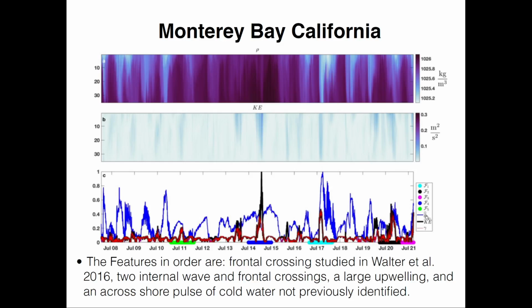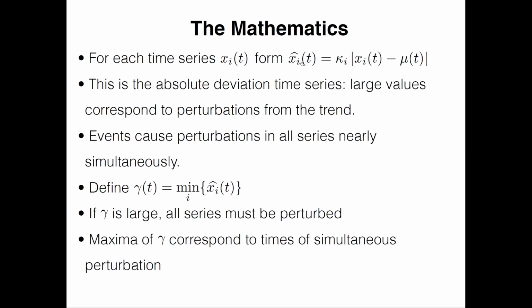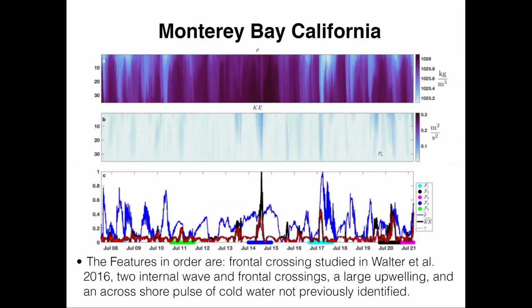So this is the perturbation from the mean of the depth average density and the depth average kinetic energy, right? So using the same hat notation as we did before, where rho bar indicates depth averaging, as does KE, and then the hat is the perturbation, as we saw on the mathematics page, right? So we'll just go back to that quickly. I'm forming this series right here. And then gamma is the minimum of those two curves. And we end up with the following features, right? So feature 1, feature 2, feature 3, feature 4, feature 5.